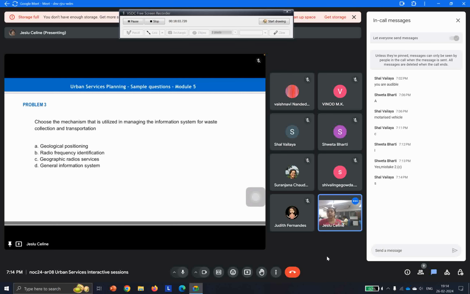Okay, question 3. Choose a mechanism that is utilized in managing the information system for waste collection and transportation. A. Geological positioning system. B. Radio frequency identification. C. Geographic radio services. D. General information system. Any guesses for this? Somebody says C, geographic radio services. Anybody? Any other answer? Somebody says D, general information system.